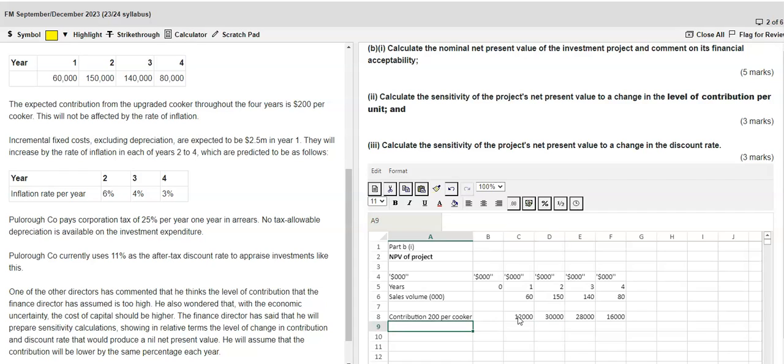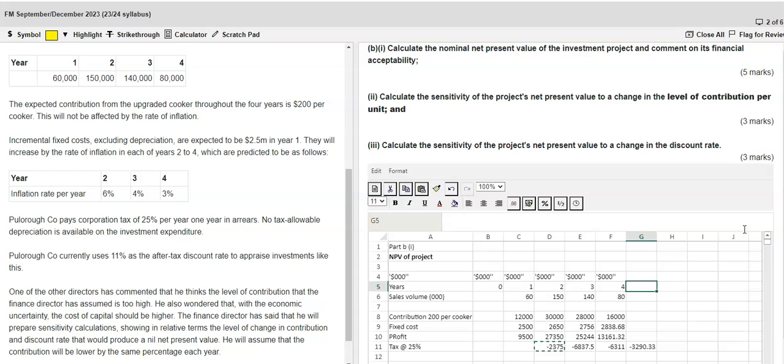Next is fixed cost. Fixed cost is in first year 2.5 million, 2,500. Then it will increase by 6%, then it will increase by 4%, then it will increase by 3%. Okay. Next is profit, because there is no depreciation here. Tax is 25%, 1 year in arrears, minus into 25%.